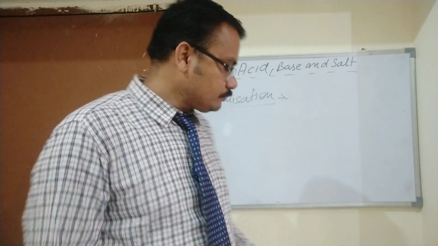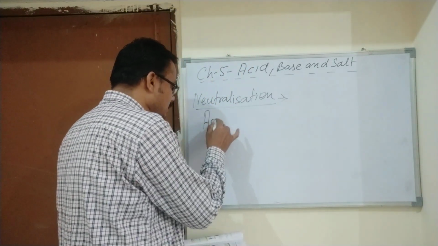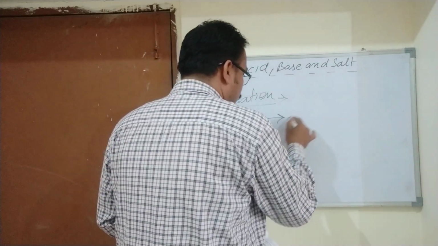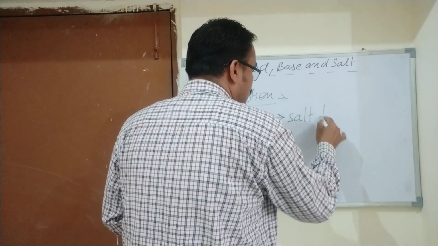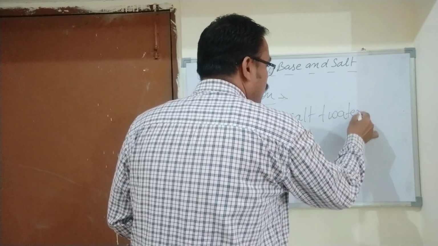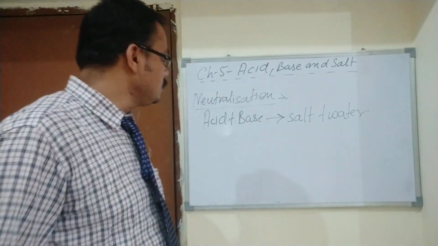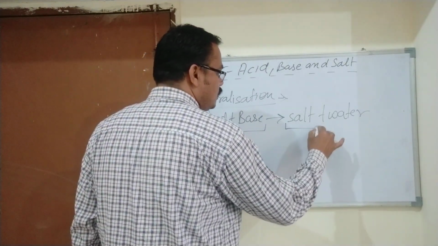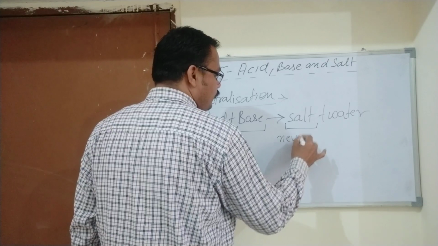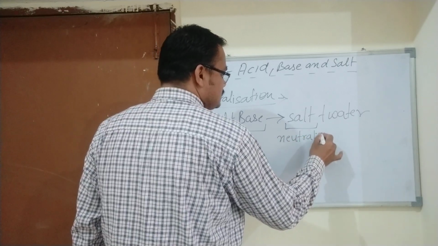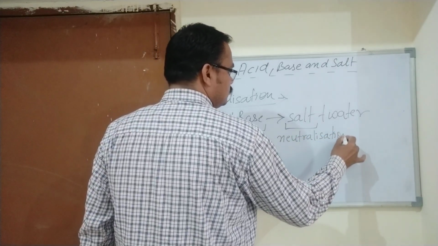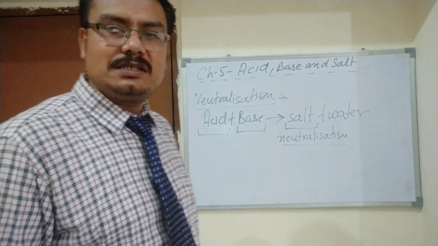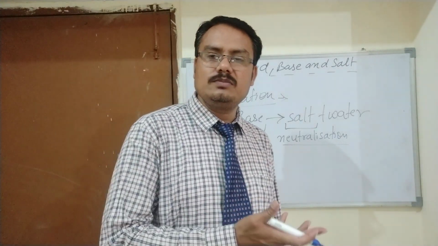So when an acid comes in contact with a base, it forms salt plus water. Okay, students. So you see, when acid reacts with base, it forms salt, and forming salt is called neutralization. In neutralization, it becomes neutral. It is no more acidic nor basic in nature. It becomes salt.